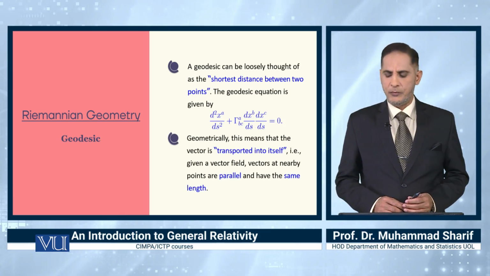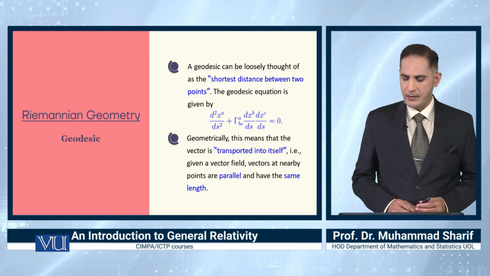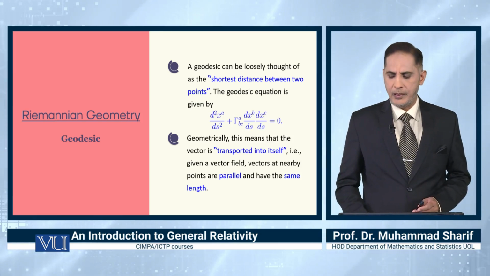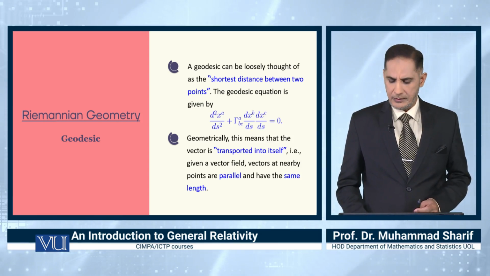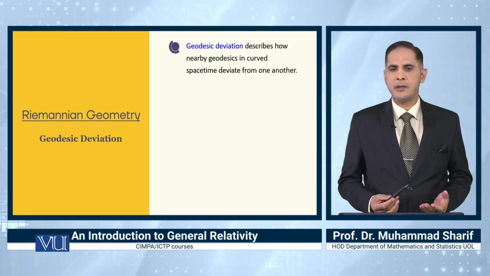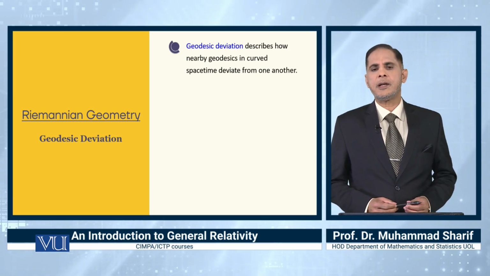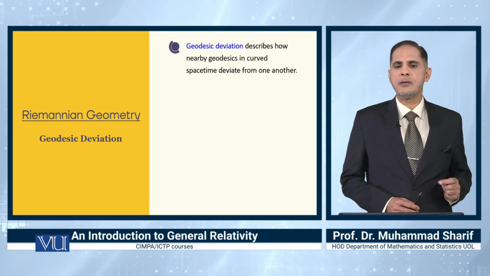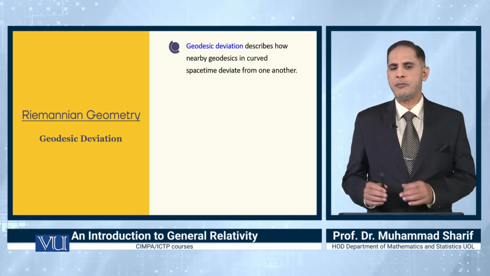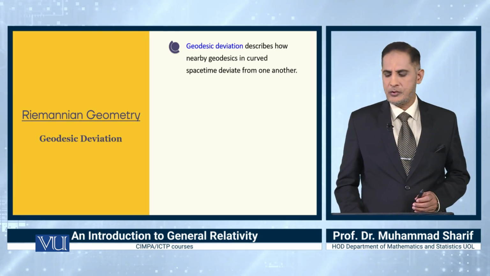So geometrically we say that the vector is transported into itself. So given a vector field, vectors at nearby points are parallel and have the same length. So if we can define geodesic, we can discuss the geodesic deviation. Geodesic deviation means if two particles are moving from the same nearby points, but they cannot end up at the same point, it means there's some gap. That gap is called geodesic deviation.